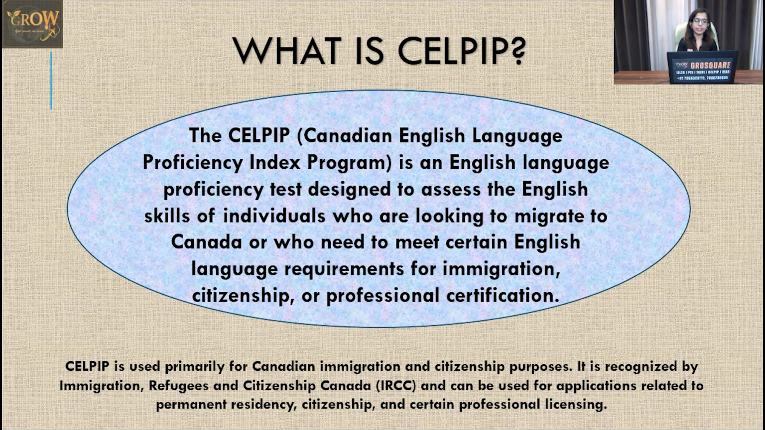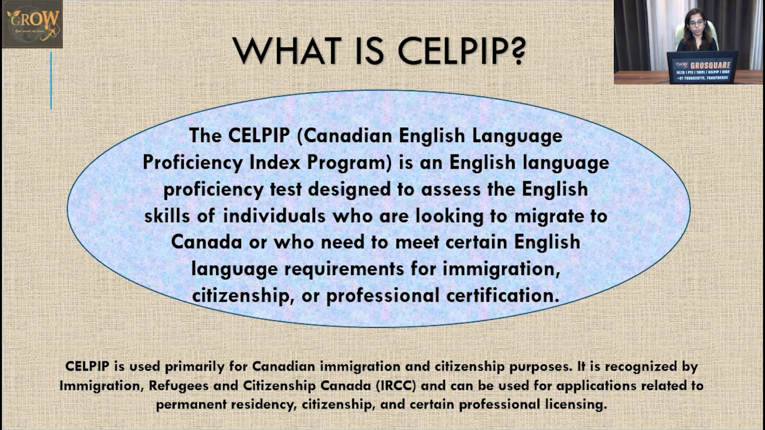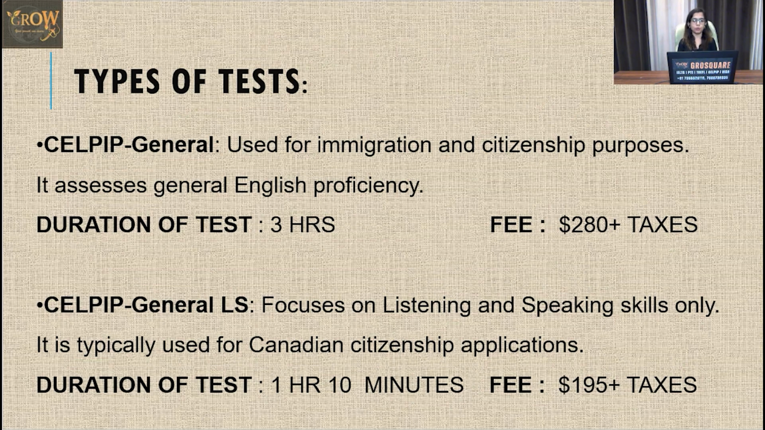So what we are seeing here is that CELPIP, the Canadian English Language Proficiency Index Program, is an English proficiency test designed to assess the English skills of individuals, right? But why do we need to assess the English skills of individuals? Because it is for those who are looking to migrate to Canada or who need to meet certain English language requirements for immigration, for citizenship, or for any kind of professional certification, right? Let's move ahead. This is what I already told you, that it is used for PR purposes, right?